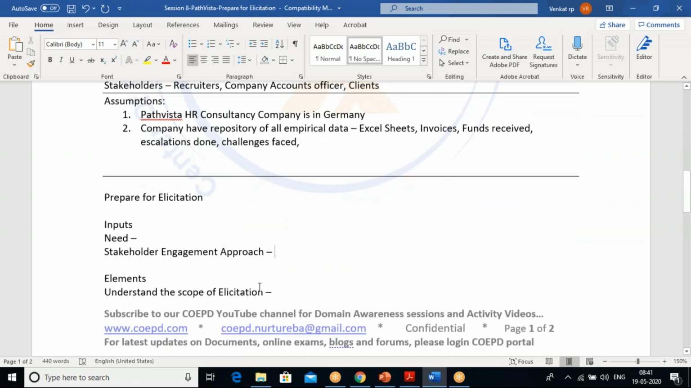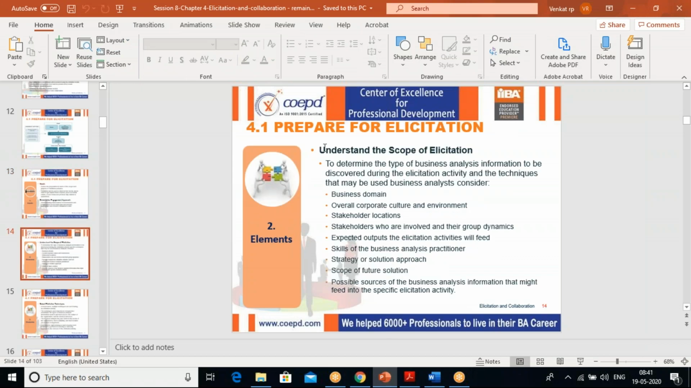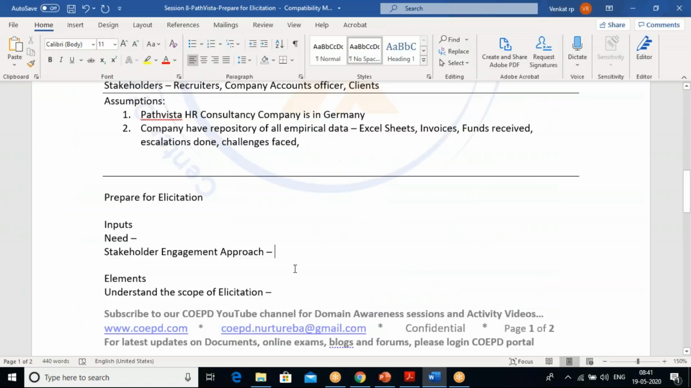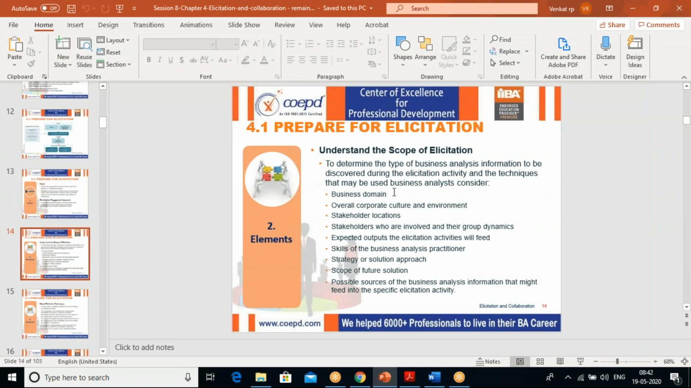Now let's come to the elements part of it. Here you see this elements section, understand the scope of elicitation. Read each and every line of it, and based on it I want you to write some notes here. For example, business domain: you have to write that this is an HR recruitment firm, and they will be dealing with resumes and job descriptions, so there will be mapping done, and we will have job portals. Like that you start writing.